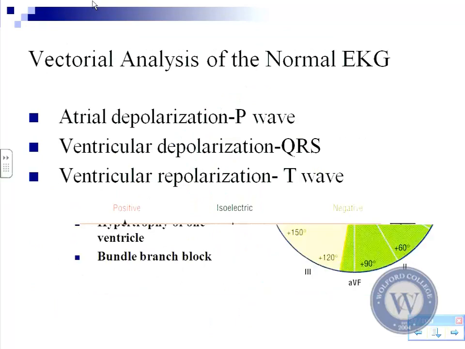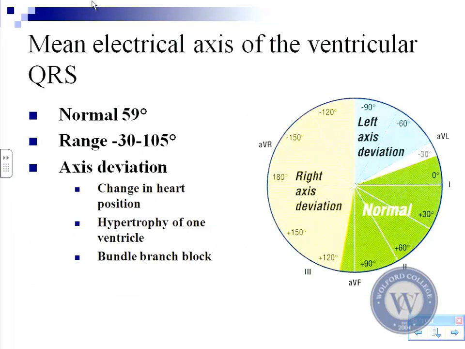I've been skipping all this. What I want you to know is axis deviation. The normal axis is around 59 to 60, so down this way. So right down here is normal in the green. And anywhere between minus 30 to 105 is considered normal for most individuals.